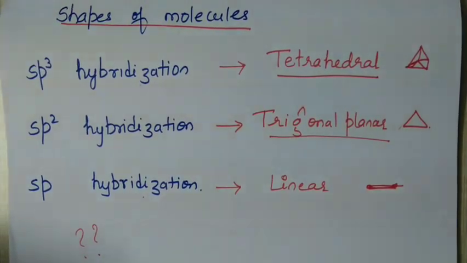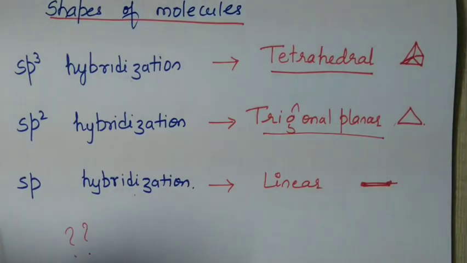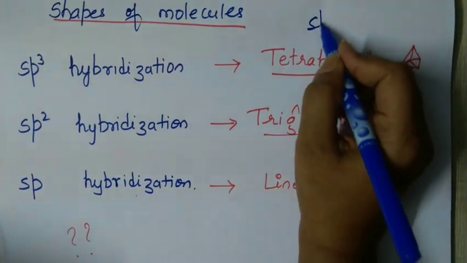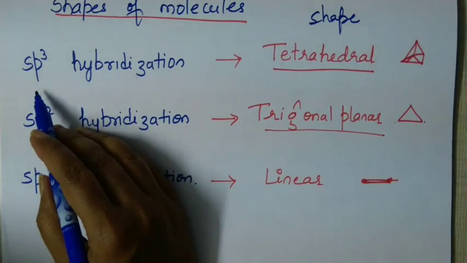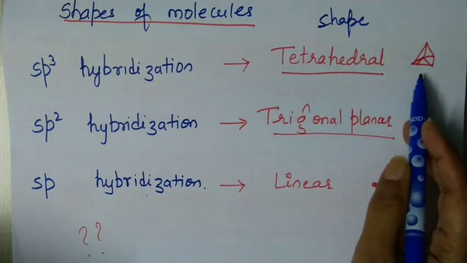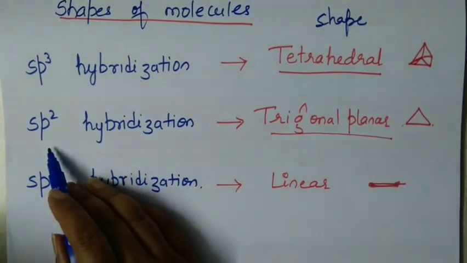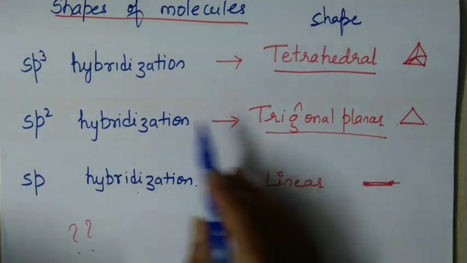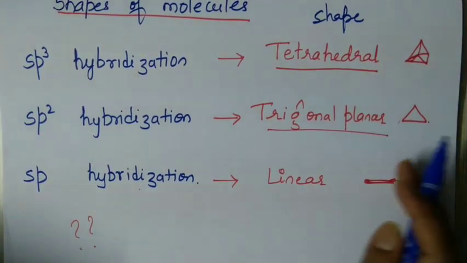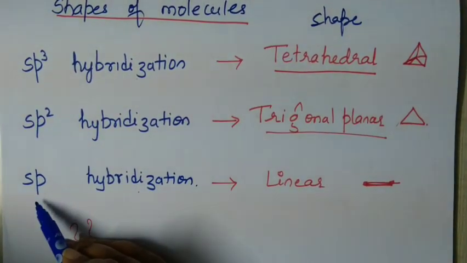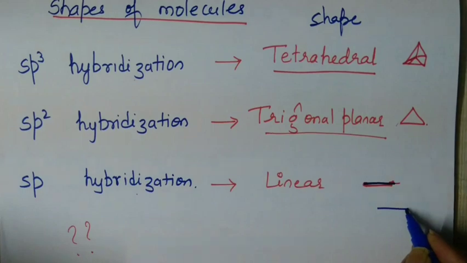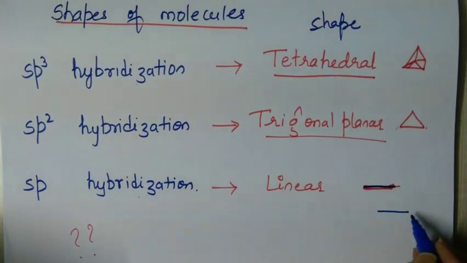So coming to the shape of the molecules, you need to remember, if you have sp3 hybridization, then the shape of the molecule will be tetrahedral, something like a pyramid. If it is sp2 hybridization, then the shape of the molecule will be trigonal planar, a triangle sitting on a plane of paper. And if it is sp, it will be linear, like a pencil rod. The structure of the molecule will be like that.